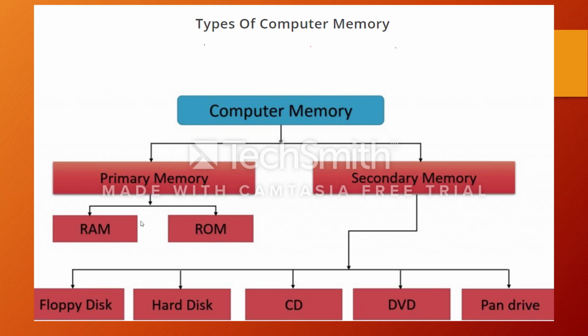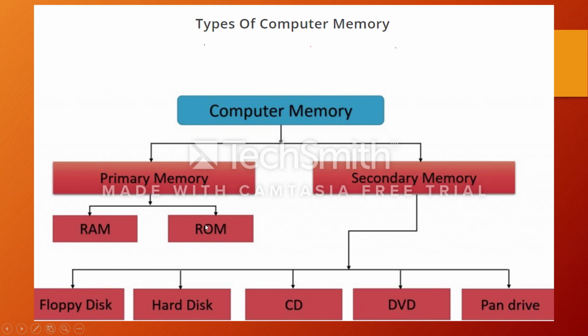Now children, this RAM holds data, programs, and results temporarily while you are working on the computer system. That means, children, as long as the computer system is switched on, this RAM will store your data. Once you have switched off the computer system, the information in RAM gets deleted.